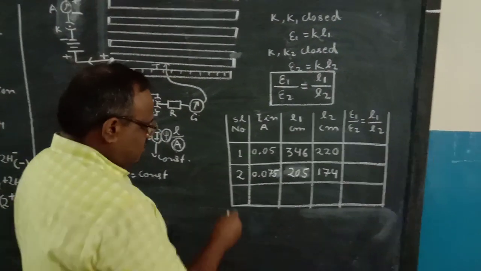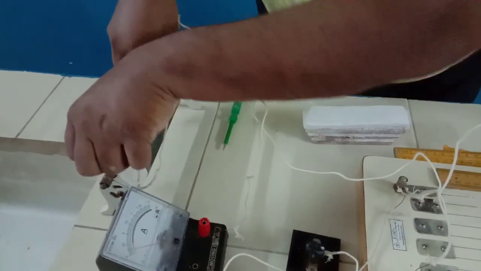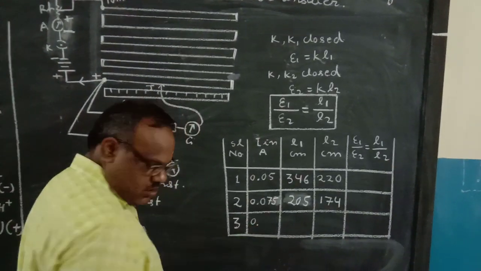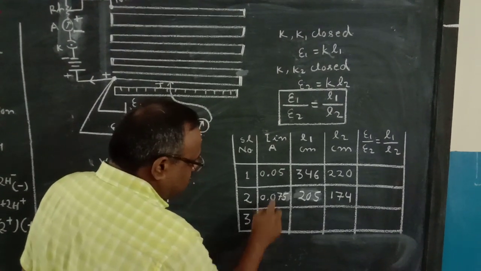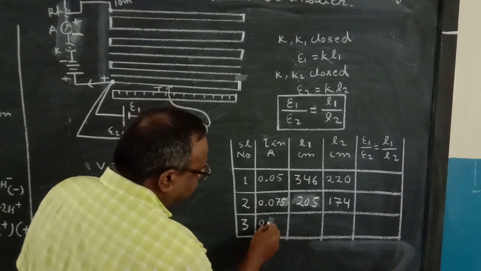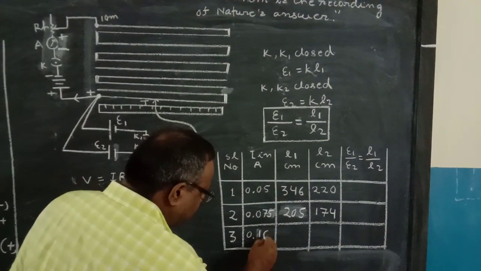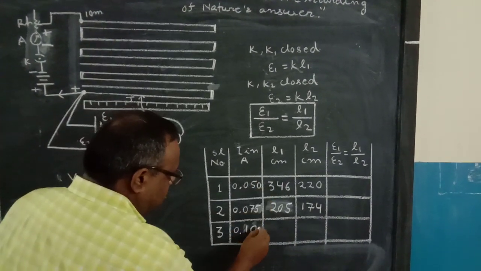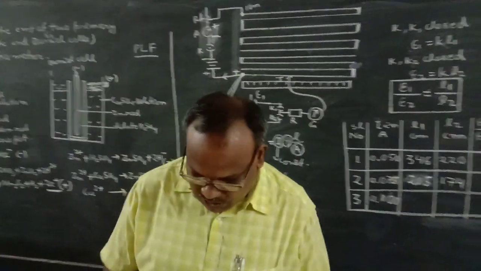So like this, if you take the third observation, let us increase the current again. Now it will be 4 divisions, so it is 0.4 divisions, which is 0.10 in the reading. Take it as 0, because it is 3 divisions there. Least count should be in significant figures. Now let us take it again.